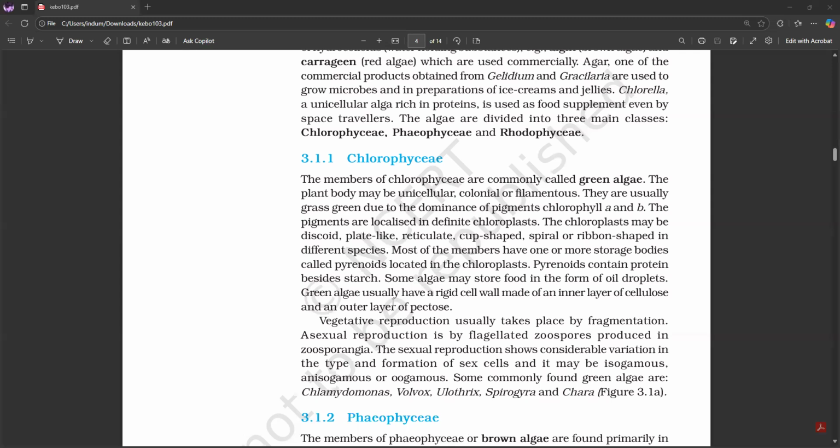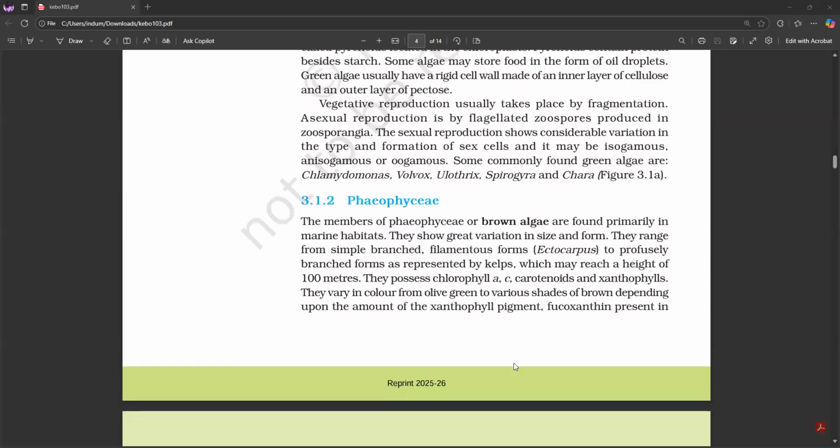Most of the members have one or more storage bodies called pyrenoids located in the chloroplast. Pyrenoids contain protein besides starch. Some algae may store food in the form of oil droplets. Green algae usually have a rigid cell wall made of an inner layer of cellulose and an outer layer of pectose. Vegetative reproduction usually takes place by fragmentation. Asexual reproduction is by flagellated zoospores produced in zoosporangia.